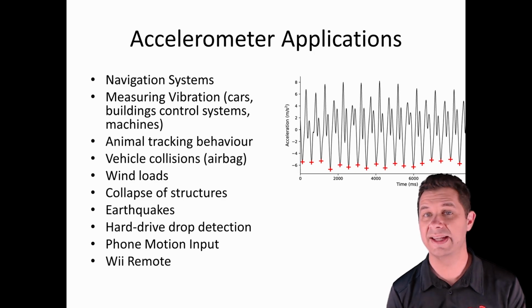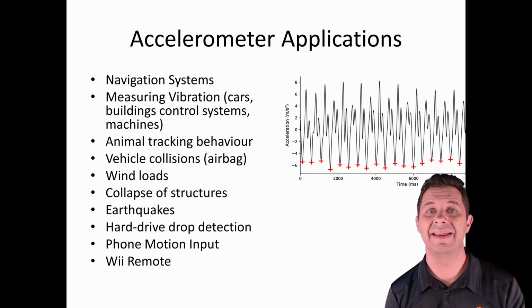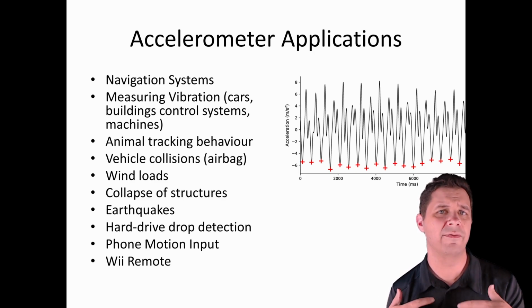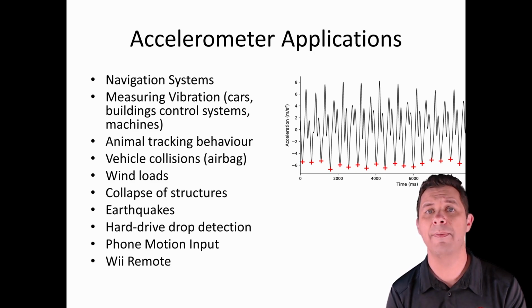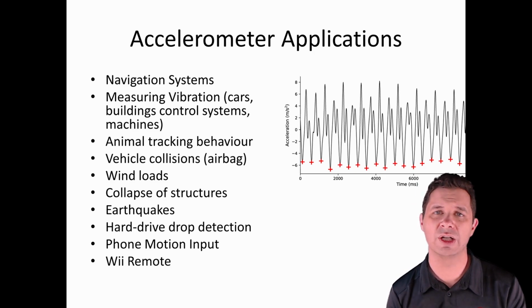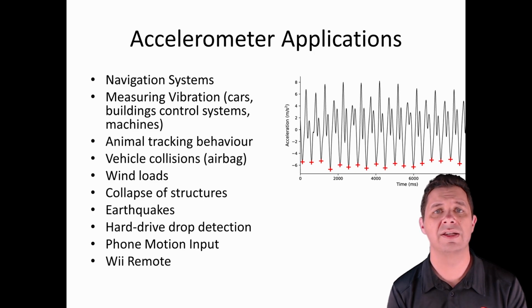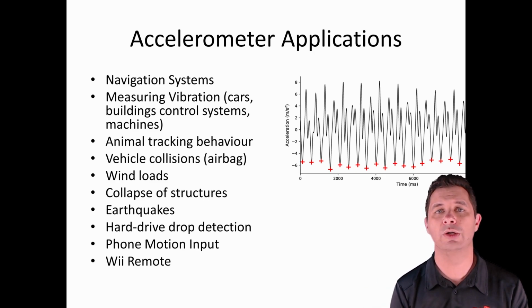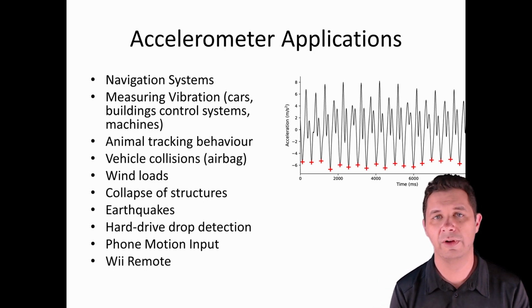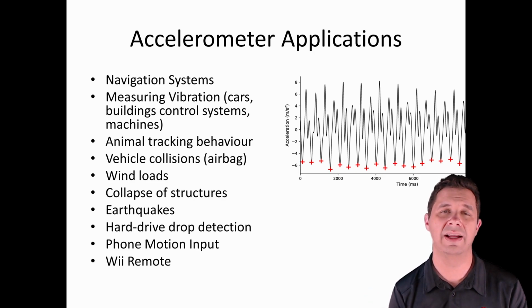One of the areas they're used in is navigation systems. In navigation systems, sometimes we don't have access to GPS, for example when we're indoors, underground, in a tunnel, or when there's heavy foliage. GPS performs very poorly in those sorts of environments. And so we can integrate our accelerometer data to give us velocity, and integrate again to give us displacement.